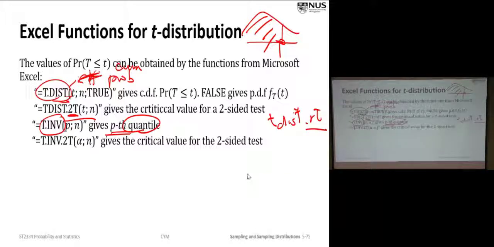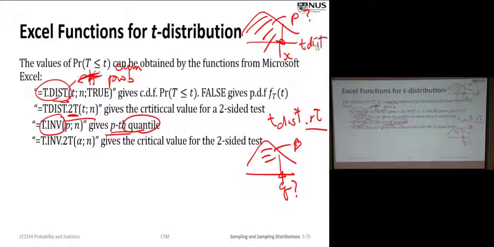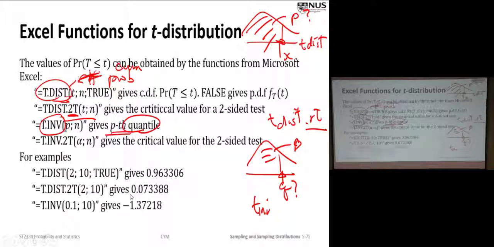While inverse is to give this P and find out what the value is. This one is to give you the X and find out what the P is. So this is for T.DIST, and this is for T.INV. Basically all the Excel functions are like that. We're looking at the t distribution, so start with T. Looking at chi-square, start with CHI. So the INV refers to finding the quantile, the DIST refers to finding the cumulative probability. So you can try it out yourself.